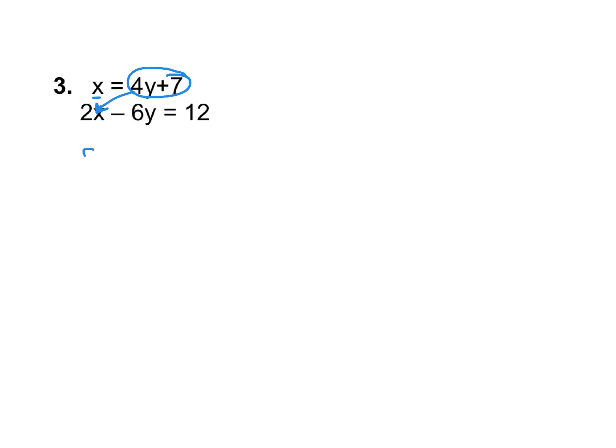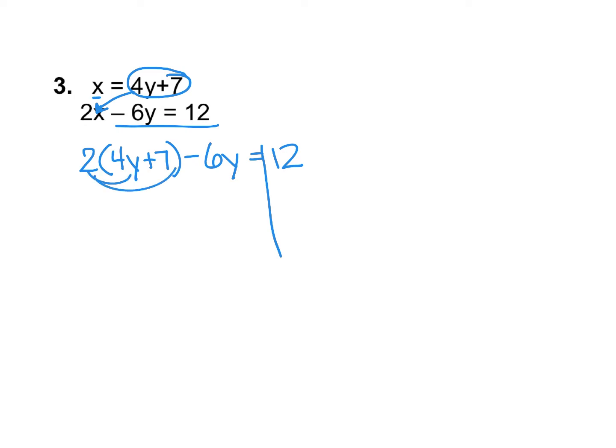So what I'm going to have is 2 times, and then our value 4y plus 7. And now I've got to rewrite just the rest of my equation here, because we just plug that in. 6y is equal to 12. All right, so now let's go ahead and let's just simplify and solve this one. I'm going to have 8y plus 14 minus 6y is equal to 12.